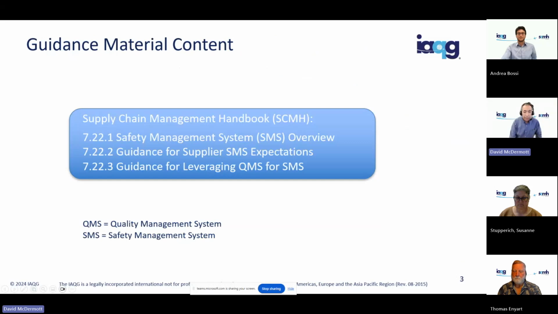The content in the Supply Chain Management Handbook includes three sections. There's an overview of safety management systems and introduces the next two documents. The second document is supplier expectations for product safety within safety management system environments. And the third document is about how QMS, quality management system methods and tools, can be leveraged for safety management system activities or SMS activities.